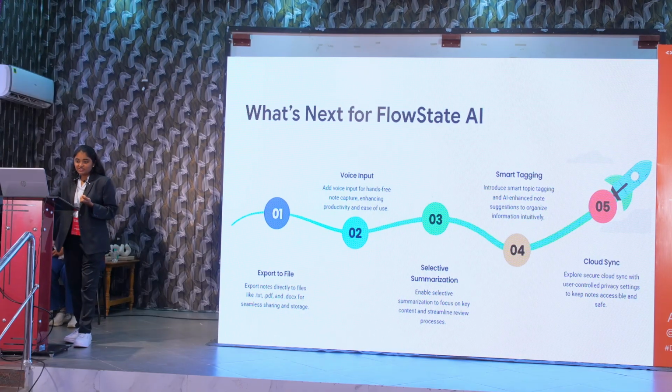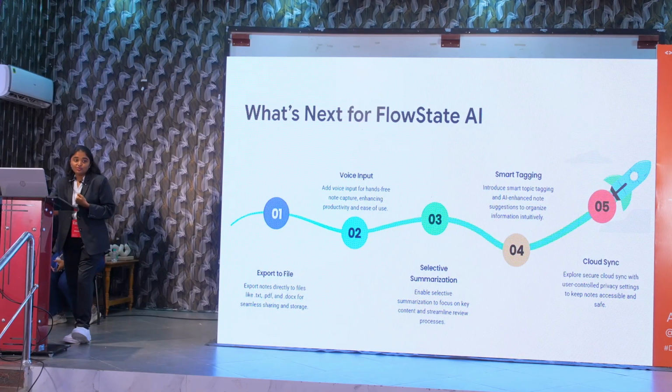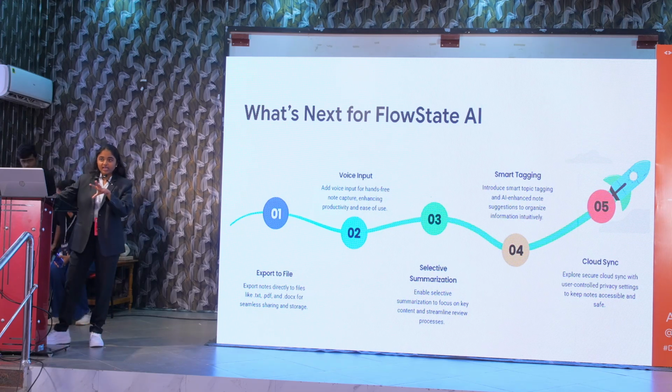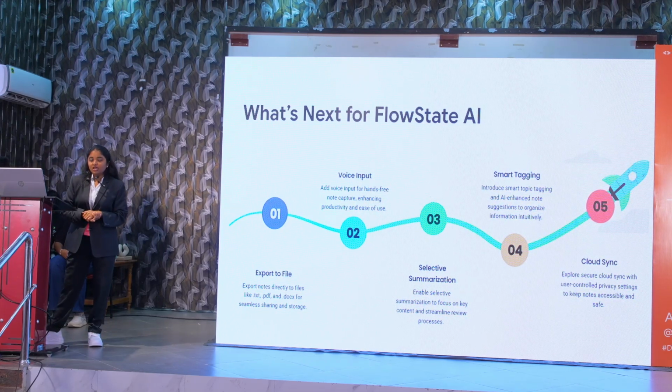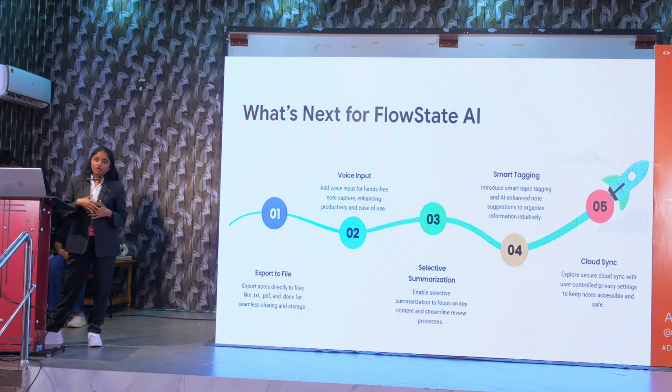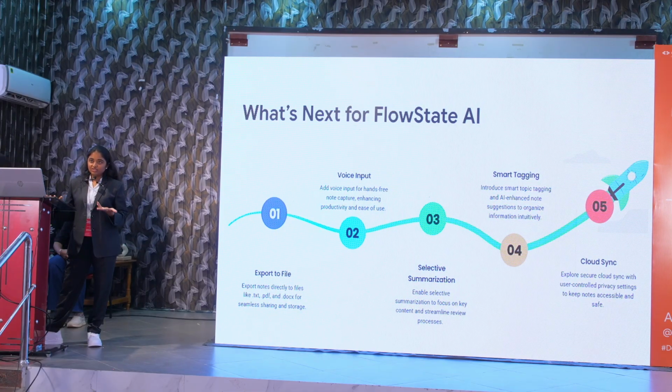What's next for FlowState AI? First, export to file. So far you can type, you can summarize, and you can see the data, and the data is consistent. What I can do is export to PDF for documents or whatever supported files. And the second one is voice input.